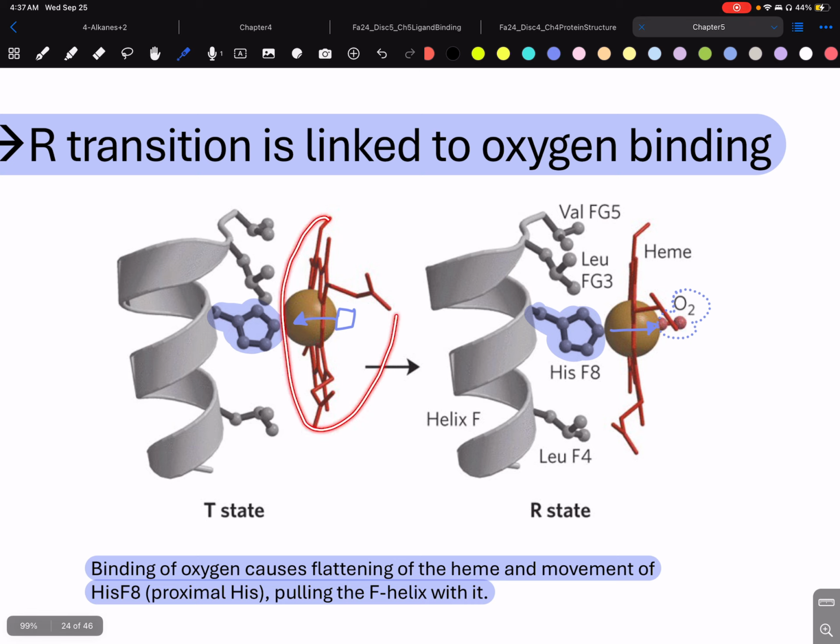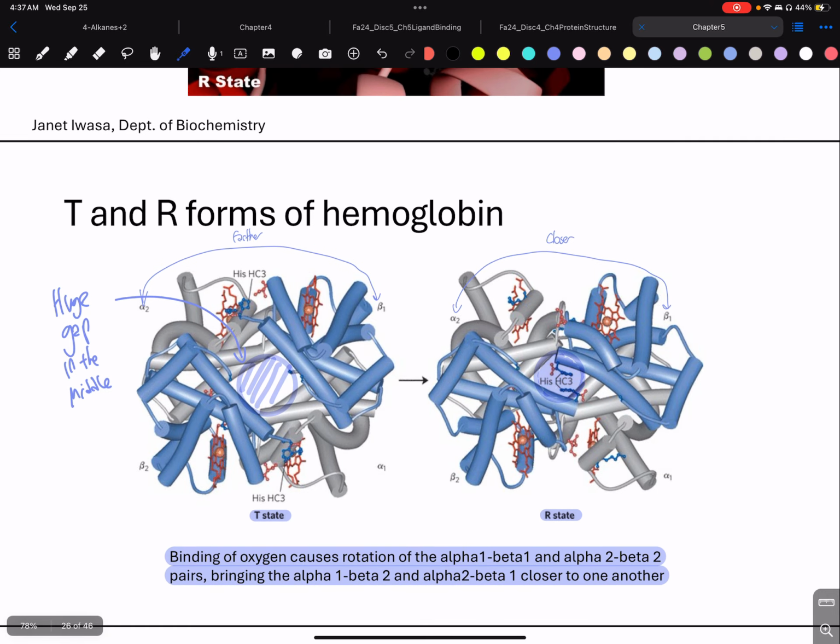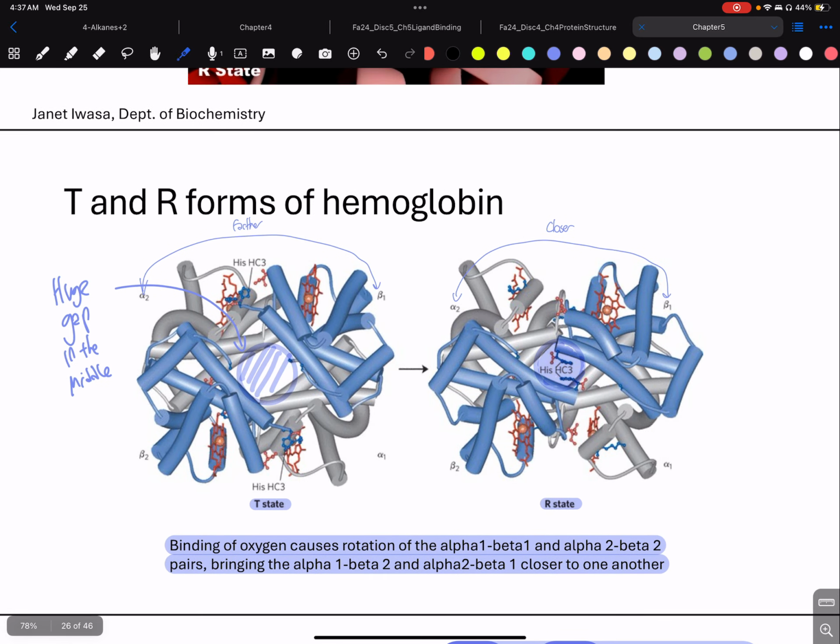So this right here is your heme. And then this is your histidine F8, or your proximal histidine amino acid. And this moves with the binding of O2. So as you can see here, when O2 is bound, this proximal histidine kind of pulls this heme forward, if that makes sense. And then here is a better image.